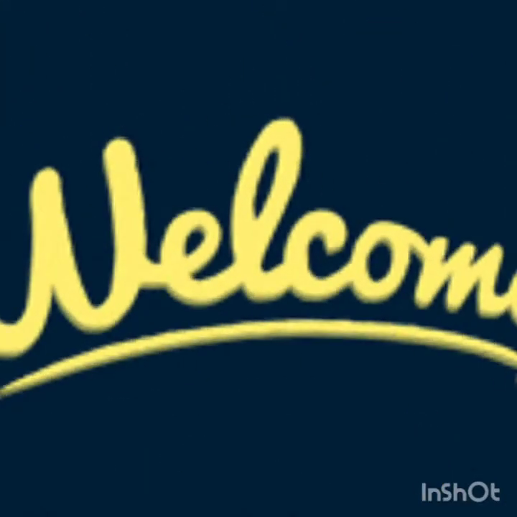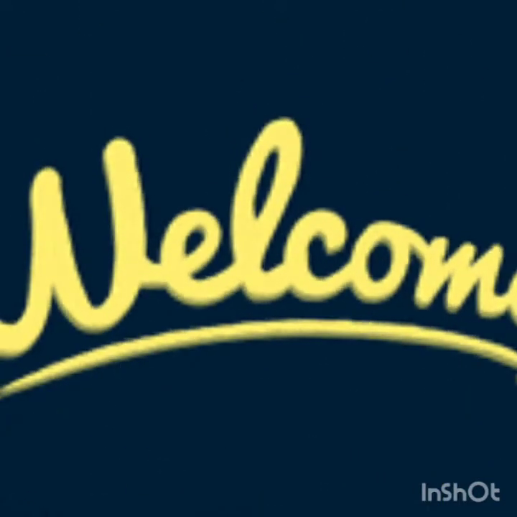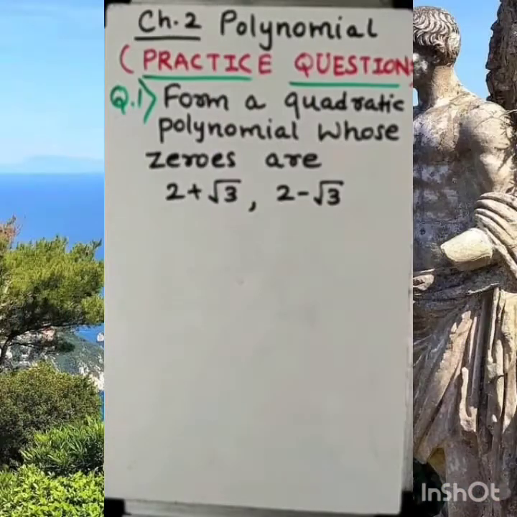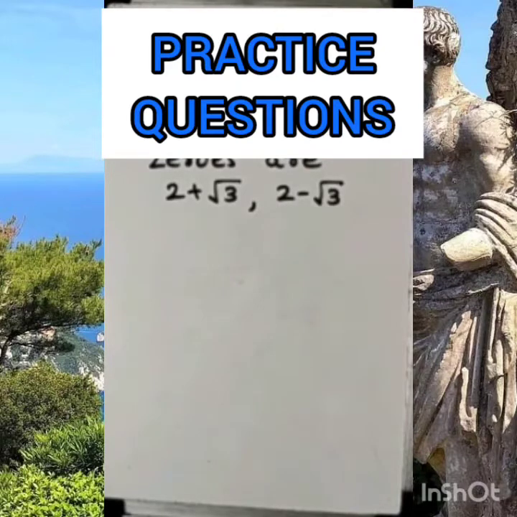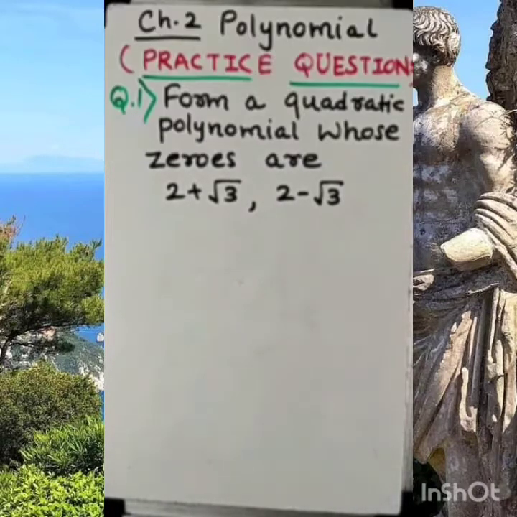So, dear student, I welcome you in chapter number 2, polynomial. It's extra questions, that is practice questions from outside the NCERT book I am choosing. Here, first question is on your screen. Form a quadratic polynomial whose zeros are 2 plus root 3 and 2 minus root 3. This is the question. So let's see how to solve.